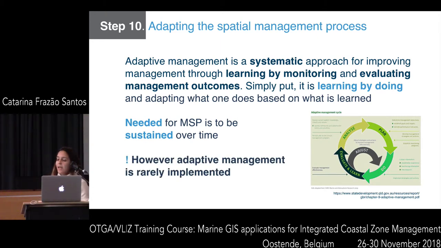However, adaptive management is rarely implemented. This is a problem. This is always a problem. Things look very well conceptually, but then putting things into practice is usually very difficult. And that's also the case with adaptive management. Some people believe that this is also related to the fact that not many countries have already revised marine spatial plans. So there are not many common practices on that yet. So everyone is hoping that in the future this problem will be solved.